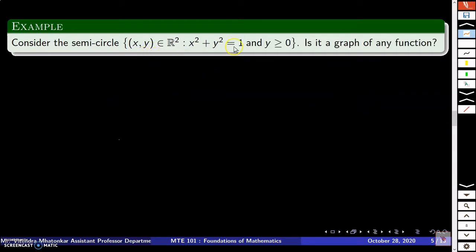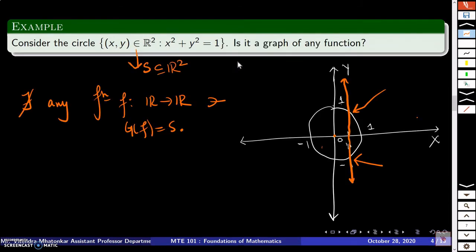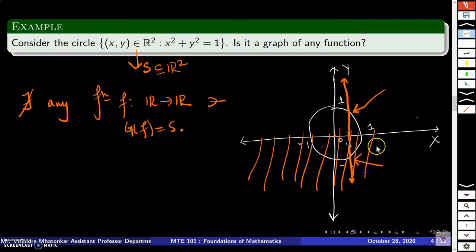If you look at this now, what I have done here is I have taken the same set S but with the extra condition. I am restricting y to be greater than or equal to 0. So the negative y axis I am not considering. Okay, so this half portion will go. This will disappear because y is greater than or equal to 0. So finally what you will end up with?